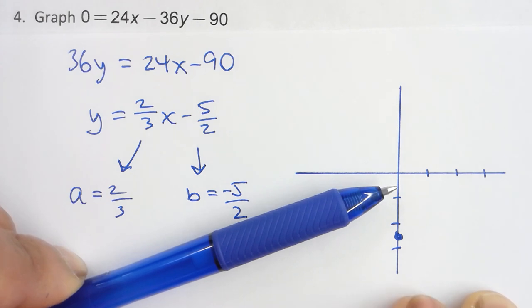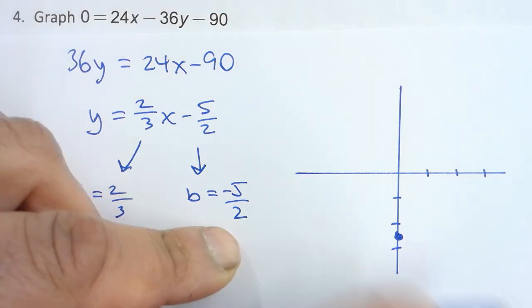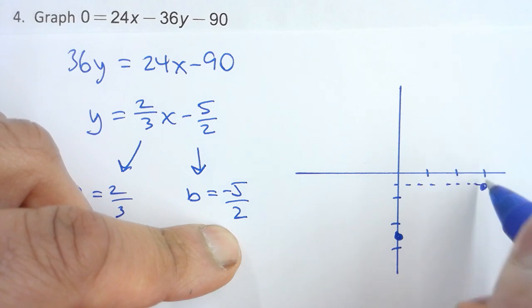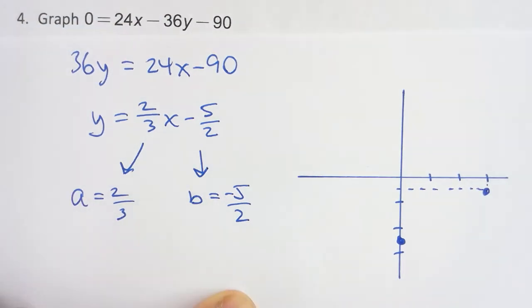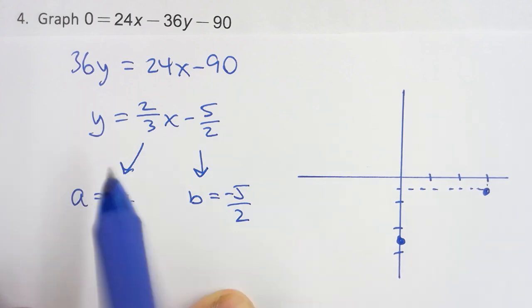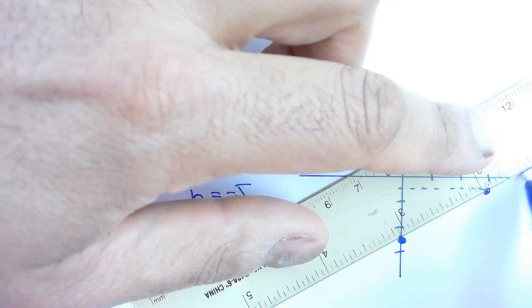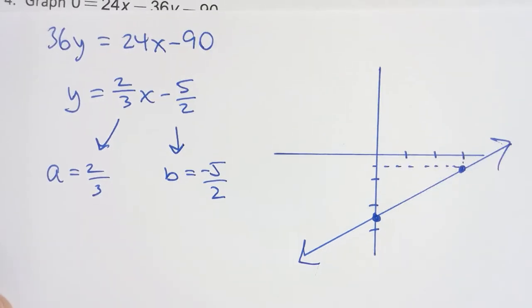And now when I go over 3, I'm going to go full blocks. 1, 2, 3, which gives me my second point right here. That's halfway right there and perfectly lined up right there. If that's a problem for you, then either address it or maybe go back and use tables instead. We connect the dots, and we have our graph. Here's question number 4.